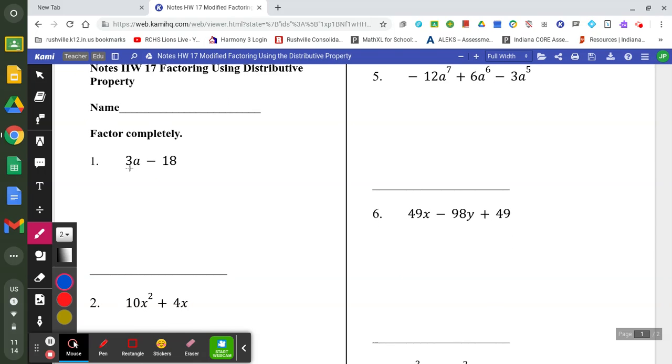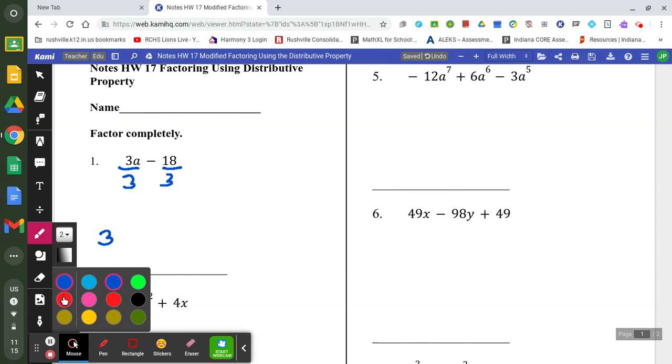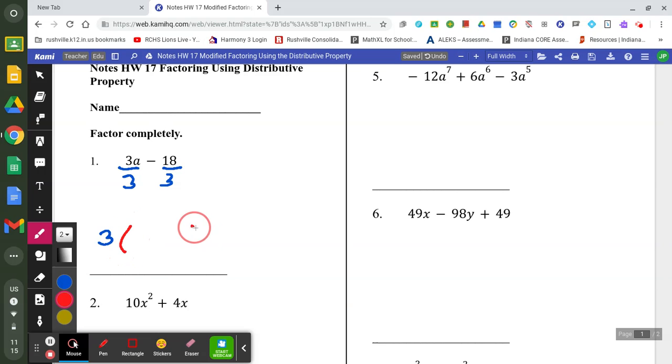example, I have 3a minus 18, and my directions are to factor completely. So I need to find a number that goes into 3 and 18. So 3 will go into 3 and 18. So I'm going to divide both terms by 3. And then that 3 is my greatest common factor. So that becomes part of my answer. And then these parentheses will be part of my answer.